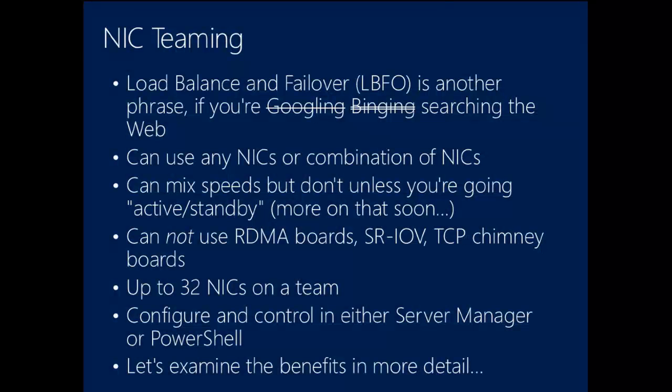So what do we know about it? You can use any combination of NICs, but be very careful. Do not, in general, team NICs of different speeds. And why? If you've got a 10 gigabit NIC and a 1 gigabit NIC, and you team them, what have you done? You said that half of your outbound traffic is going to go on the 1 gigabit NIC and half of it on the 10 gigabit NIC. Does that make sense?